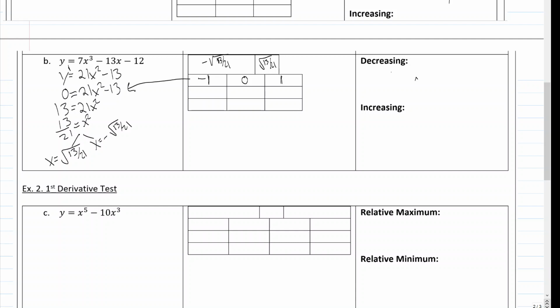Now I just plug these into this function here. If I plug -1 in, -1 squared is positive 1, 21 minus 13, that is positive, that's 8, just positive, which is increasing.